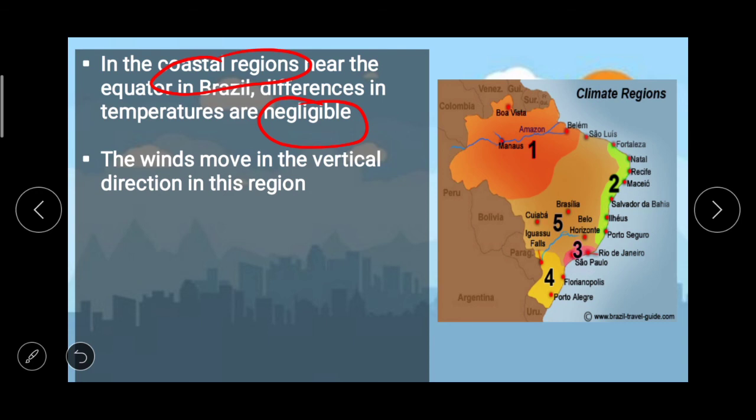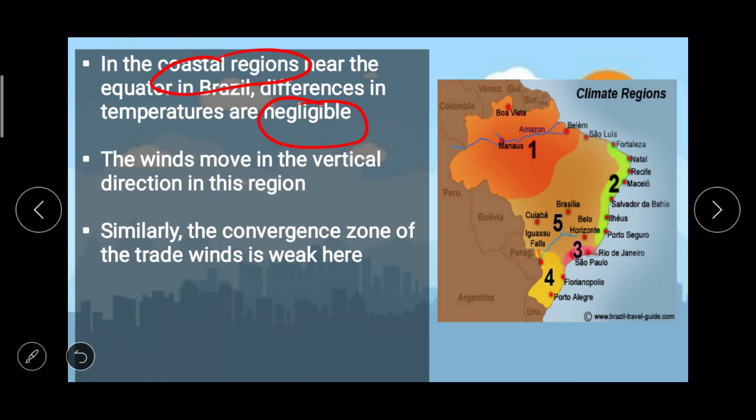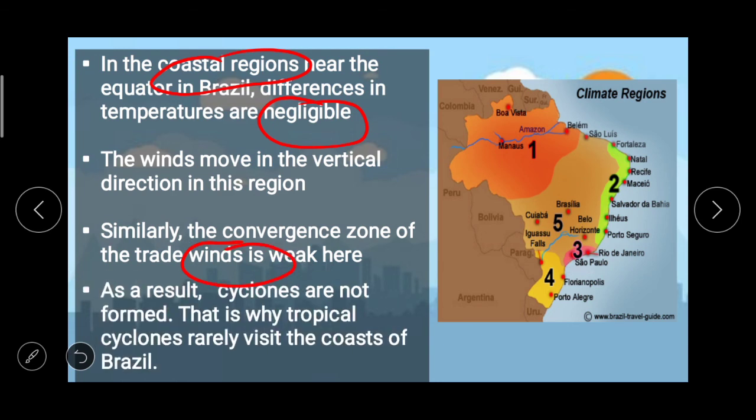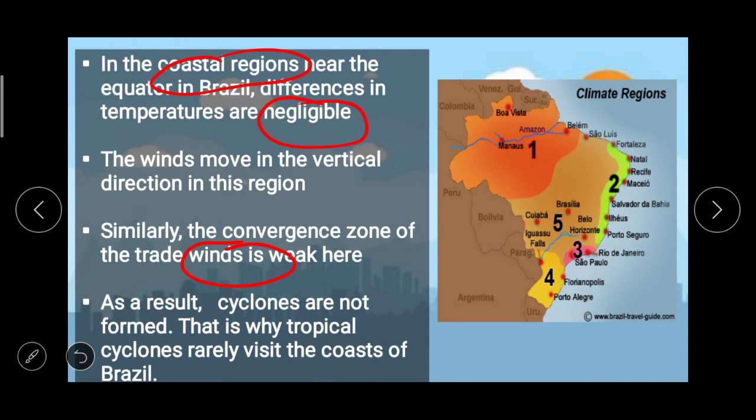The winds move in the vertical direction in the region. Similarly, the convergence zone of the trade wind is weak here, and as a result cyclones are not formed. That is why tropical cyclones rarely visit the coasts of Brazil. As you can see on this map on the screen, climate regions.